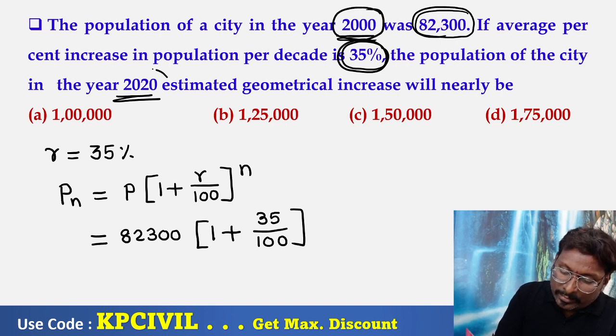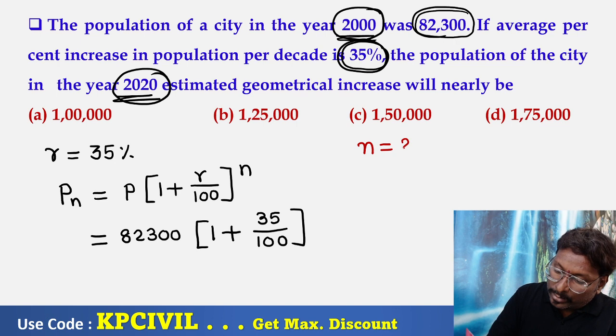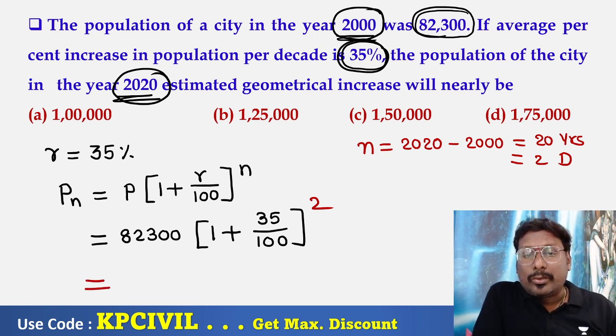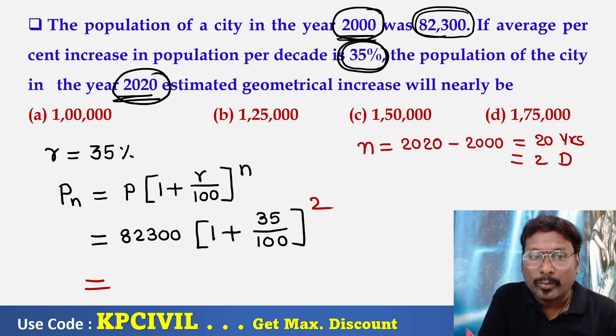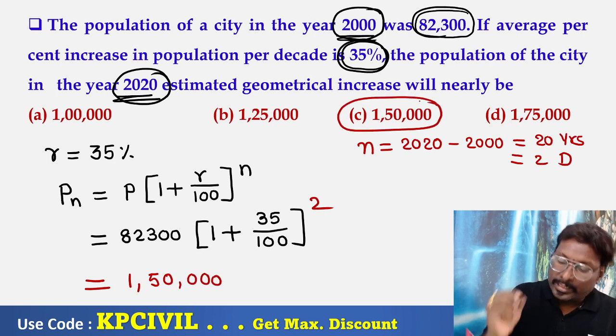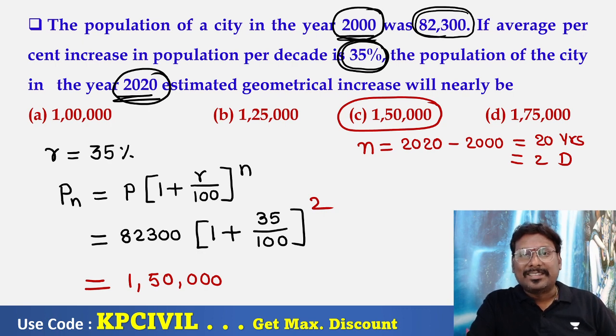2000 is given, 2020 required. 2020 minus 2000 is 20 years, so 2 decades. So calculate it: 82,300 into 1 plus 35 by 100, whole power 2. What are you getting? Please check it out. You get 1,50,000, so option C.